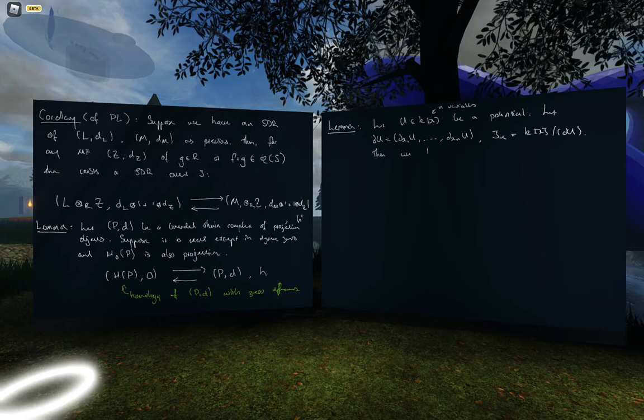Then we have a strong deformation retract from the Jacobi ring, where the Jacobi ring is living in degree zero and we have zeros everywhere else, to the Koszul complex. Right. Okay. So proof.